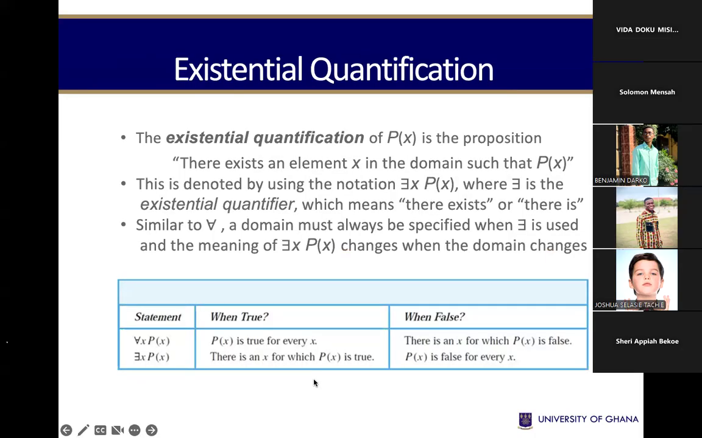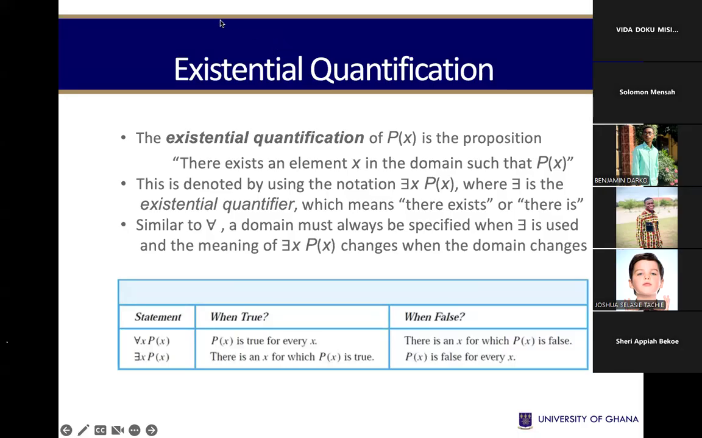So, existential quantification. The existential quantification of P of x is a proposition: there exists an x in the domain such that P of x. This is denoted with this symbol, there exists or there is. The same symbol also means there is. Now, similar to the universal quantifier, a domain must always be specified when you are using the existential quantifier, and the meaning of there exists x P of x changes when the domain changes.